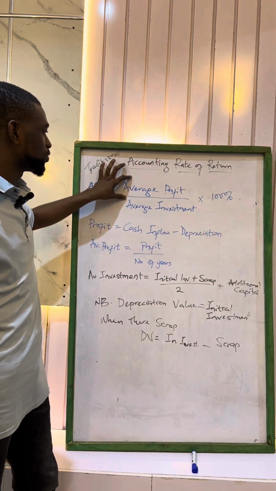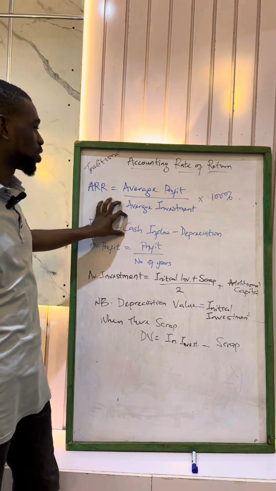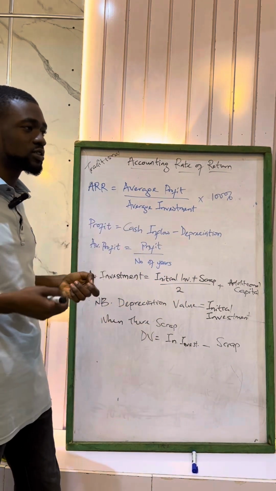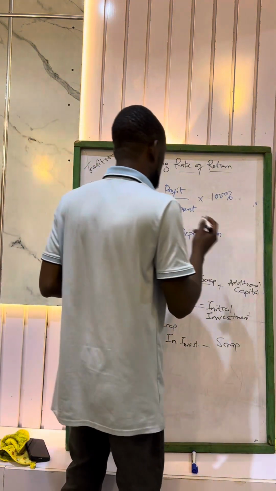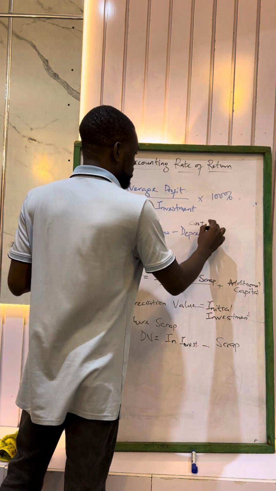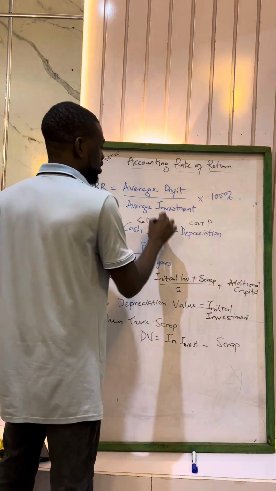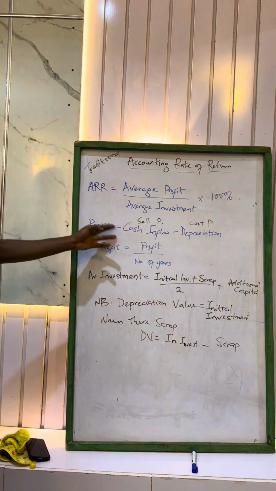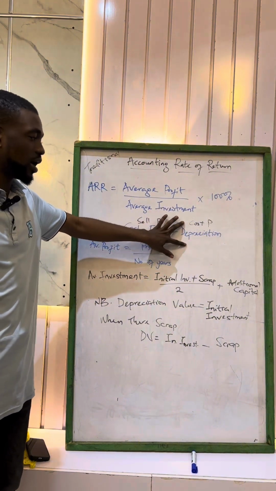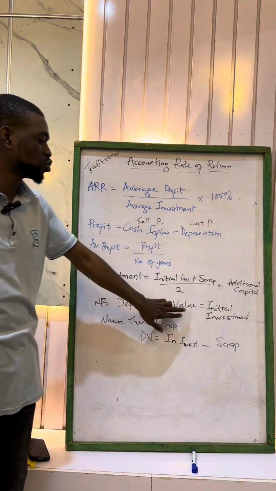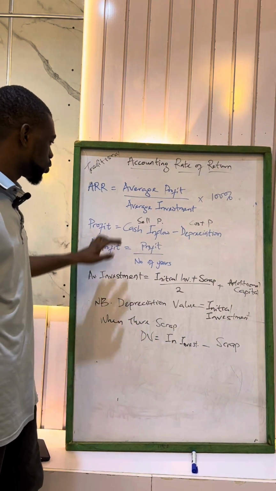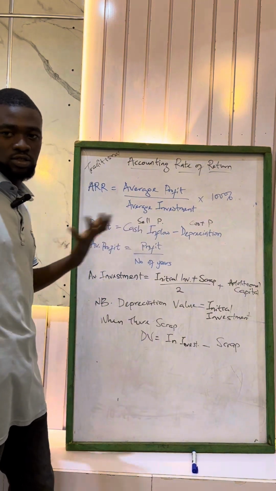And how do you get your average profit? Your average profit is your cash inflow minus the depreciation. Cash inflow is the sum you're getting in. In layman's terms, profit is like selling price minus cost price, which I think you are familiar with. Depreciation, as I put here, is your initial investment, the amount you were putting into the business, while your cash inflow is what you are getting as a return.